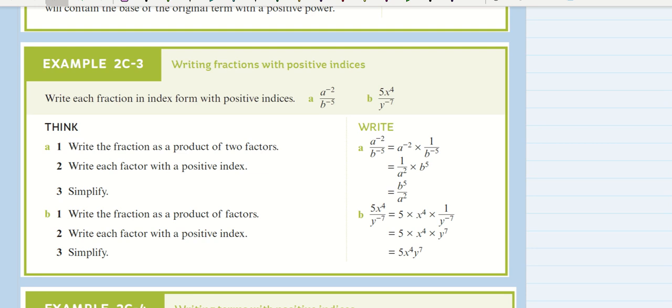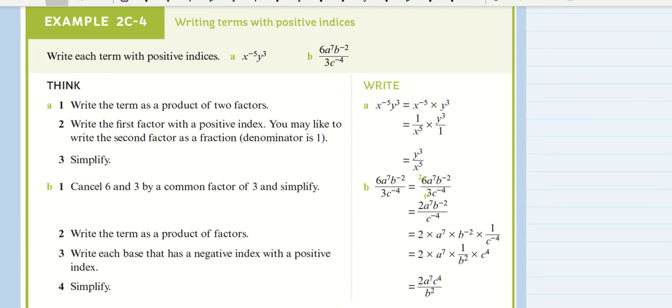Now, let's have a look at this first example. A to the power of negative 2 over b to the power of negative 5. You can see that they're just going to have to switch places. So this is now going to become b to the power of 5 over a to the power of 2. Let's have a look at the next example. We've got 5 to the power of 5, x to the power of 4, y to the power of negative 7. We're just going to rewrite that by putting 5x to the 4, and then that negative 7 becomes a positive 7, so y to the 7.